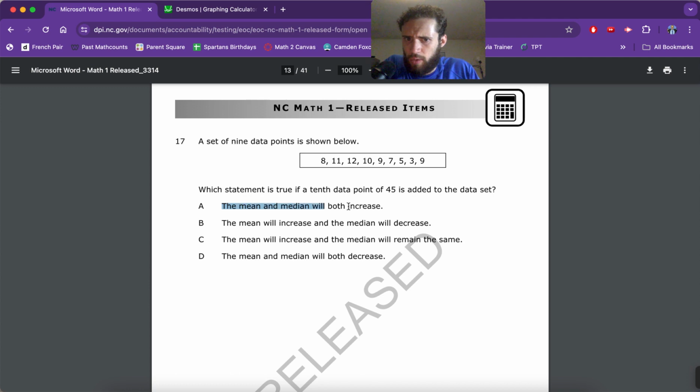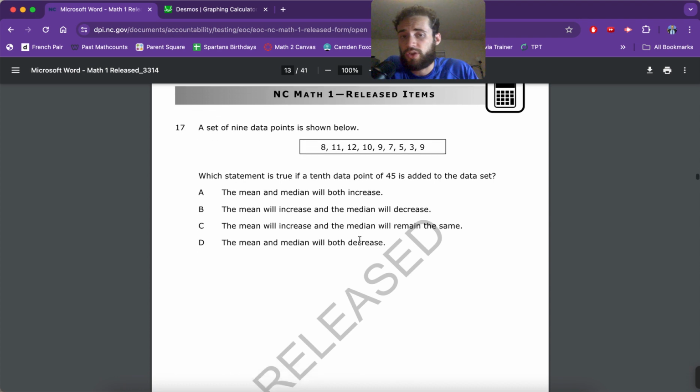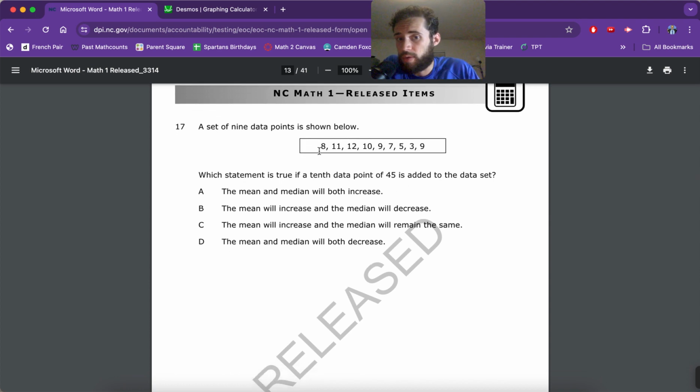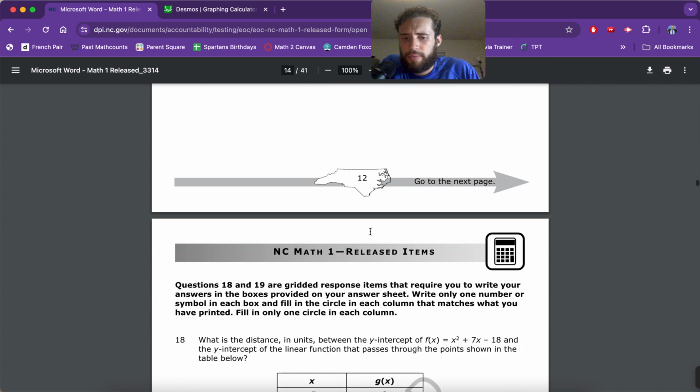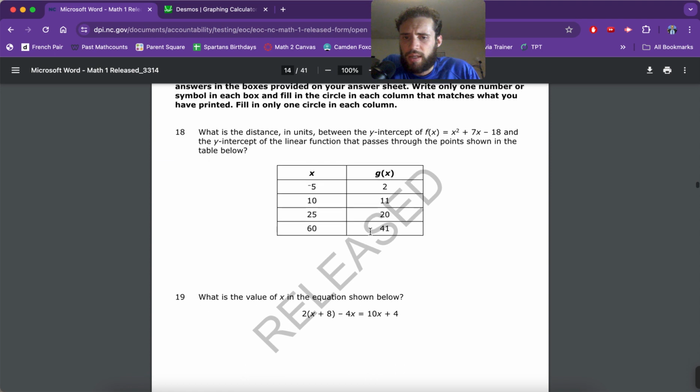The mean and median will both increase. Nope. The mean will increase and the median will decrease. No, the median will stay the same. The mean will increase and the median will remain the same. So it would be C. Right? C would be your answer. You don't even have to figure out what the new mean is. You just know if you add something bigger to the set, it's going to raise the mean in all cases. Right?